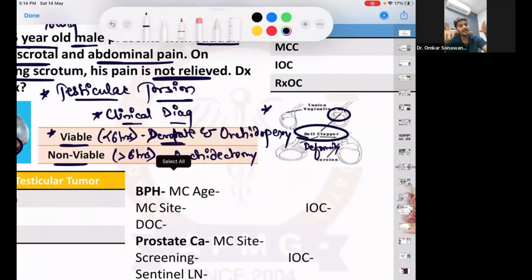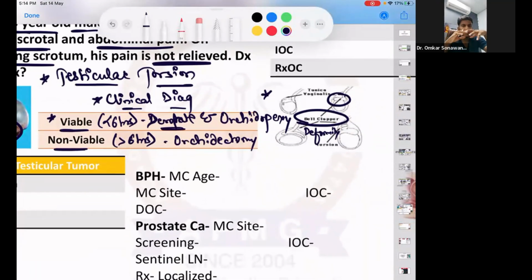As you were all saying, immediate exploration is definitely the treatment of choice, for viable or non-viable, it does not matter. If it is viable, then we will derotate and orchidopexy would be done. If it is non-viable, then orchidectomy is done.